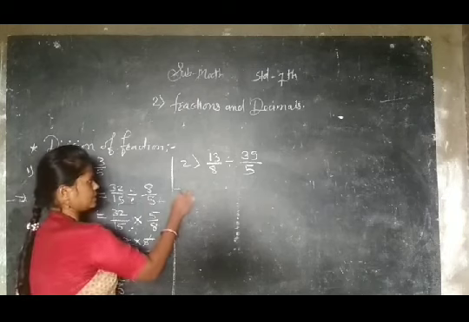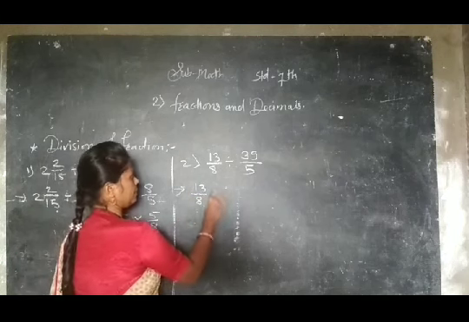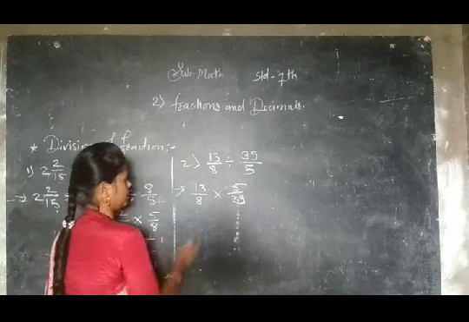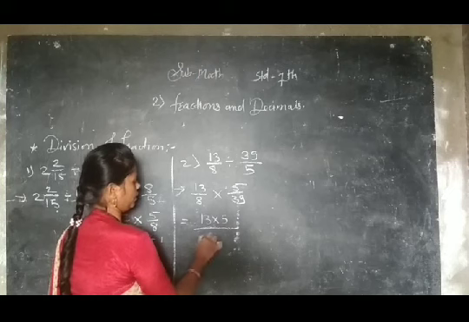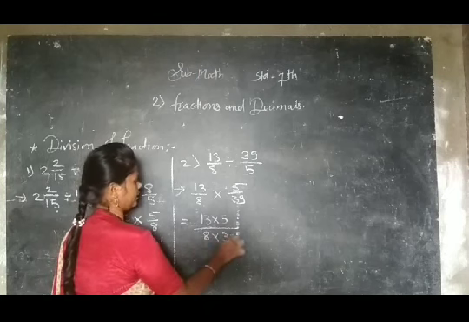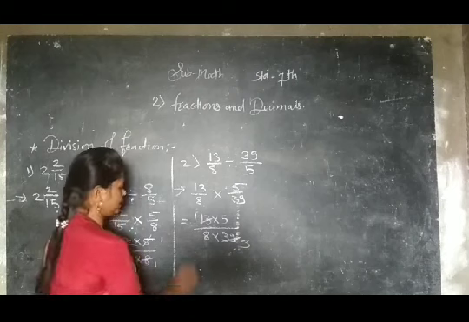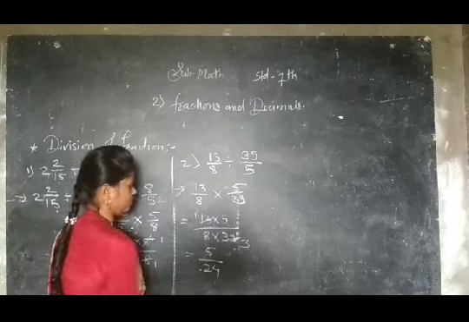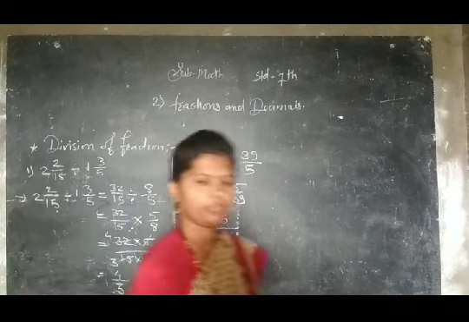Here also you have to do the same thing. 13 upon 8 multiplied by 5 upon 39. Next, 13 multiplied by 5 upon 8 multiplied by 39. 13 ones are 13, 13 threes are 39, so it's 5 upon 8 threes are 24. This is your final answer. In such a way you have to do the division of a fraction.